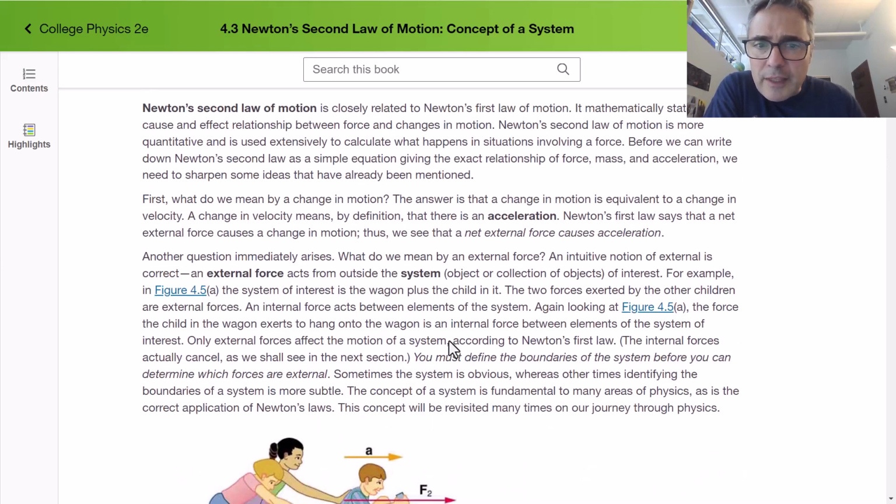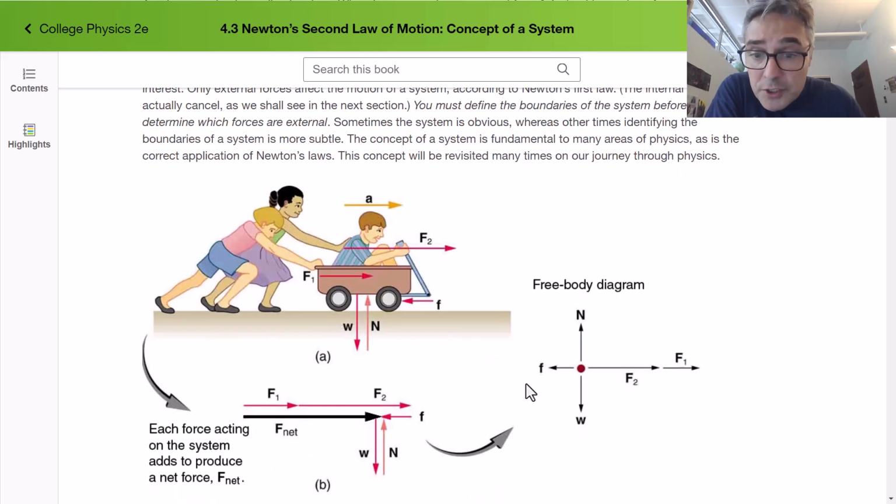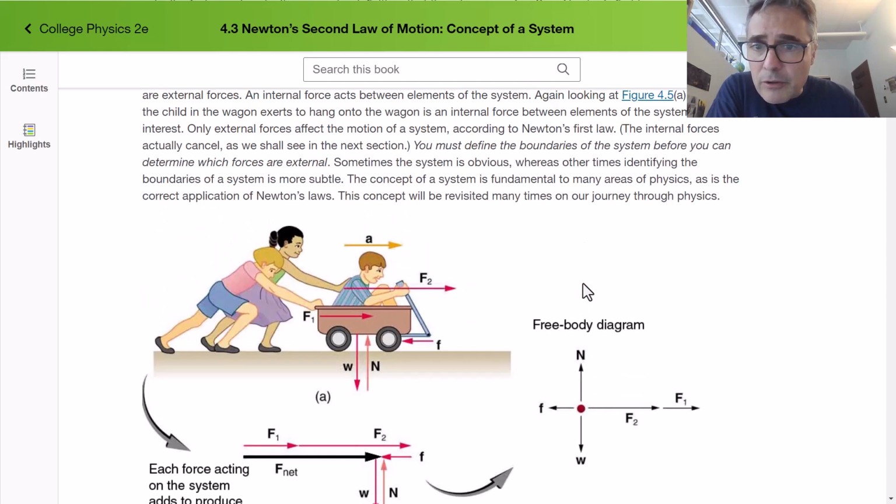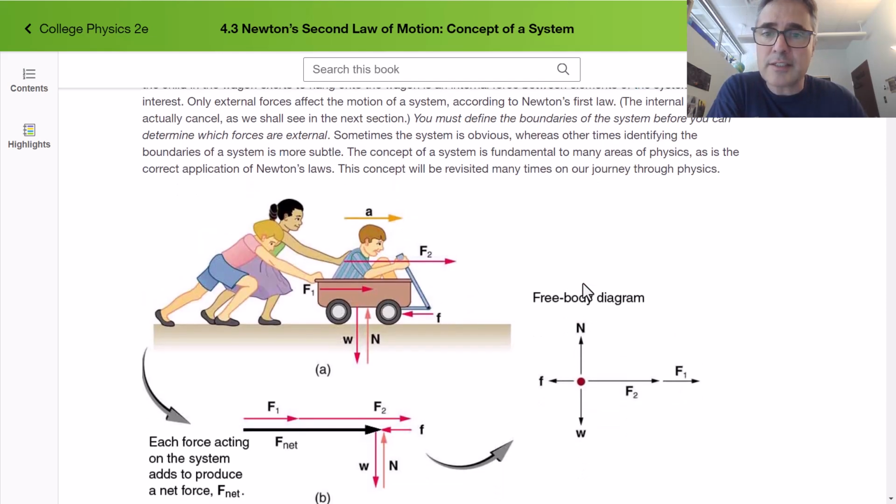Before that, they introduce a lot about what a net force is. If you have a free body diagram, part of your sketch is to draw a free body diagram. You put the object that you're thinking about, which in this case looks like the boy in the wagon, and then you draw that as a dot, and then you draw all the forces acting on that object as vectors that are going away from that dot.